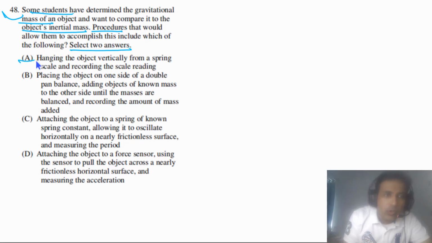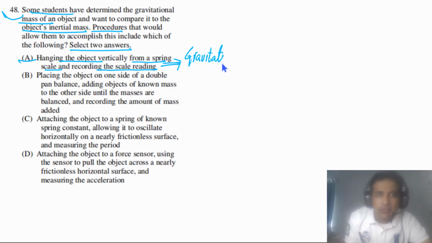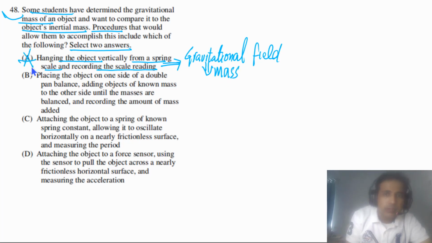If you look at option A, it is given to us hanging the object vertically from a spring scale and recording the scale reading. First of all, this is depending on gravitational field, and in this case we will get gravitational mass. So this option is incorrect.